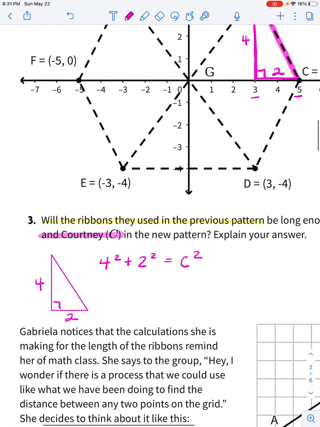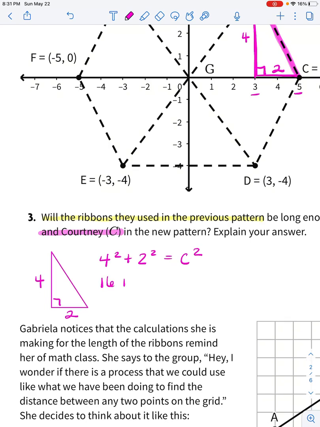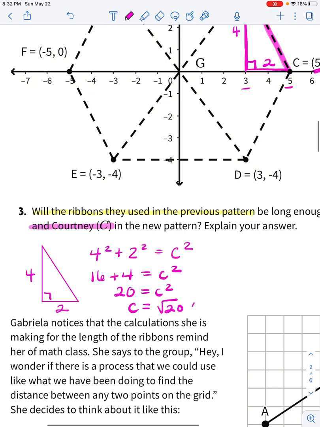So here's the setup we have here. 4 squared plus 2 squared equals c squared. So that's 16 plus 4 equals c squared. That's 20 equals c squared. c is the square root of 20. I'm using my phone calculator over here, and I have to keep opening it up again. So the square root of 20 looks like 4.47. So we'll say that's about 4.5.